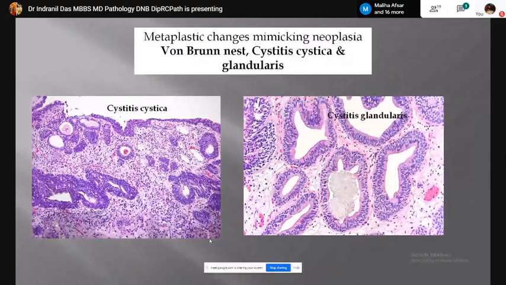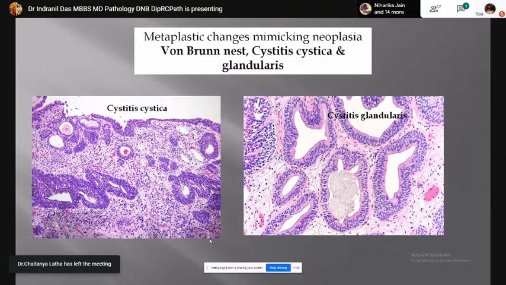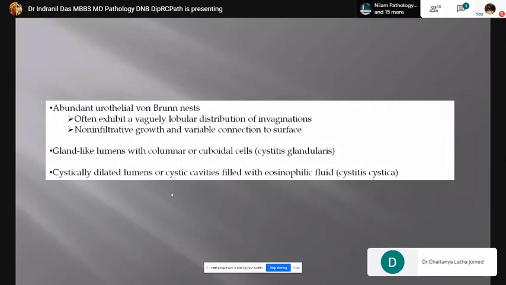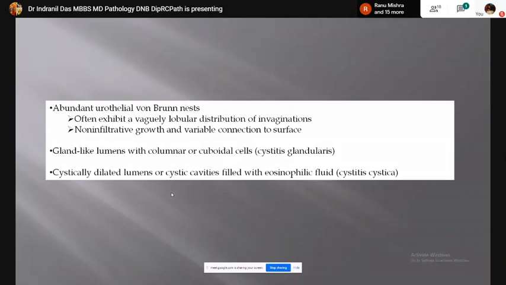Another metaplastic condition that may mimic urothelial neoplasia is von Brunn nests and cystitis cystica and glandularis. Von Brunn nests often exhibit a vaguely globular distribution in the form of invaginations. There is non-infiltrative growth and there is variable connection to the surface. Gland-like lumens are sometimes seen, which is the feature of cystitis glandularis, and cystically dilated lumens with a cystic cavity filled with eosinophilic fluid characterize cystitis cystica.